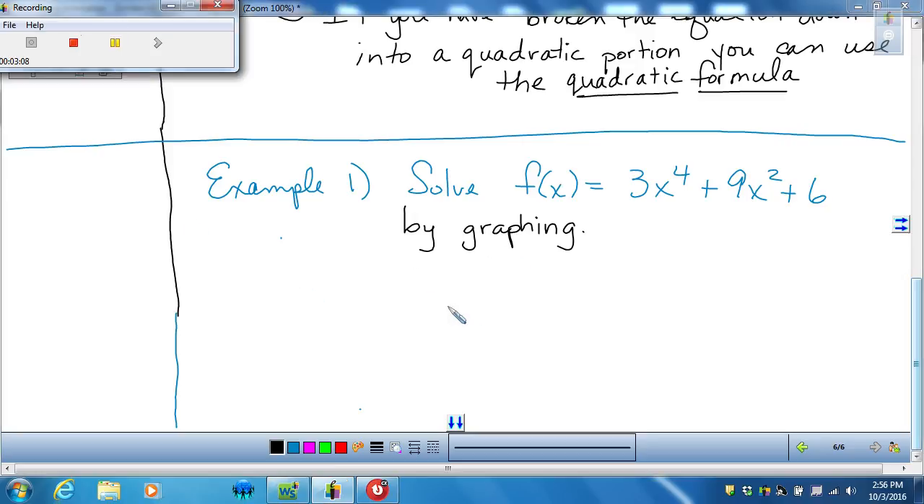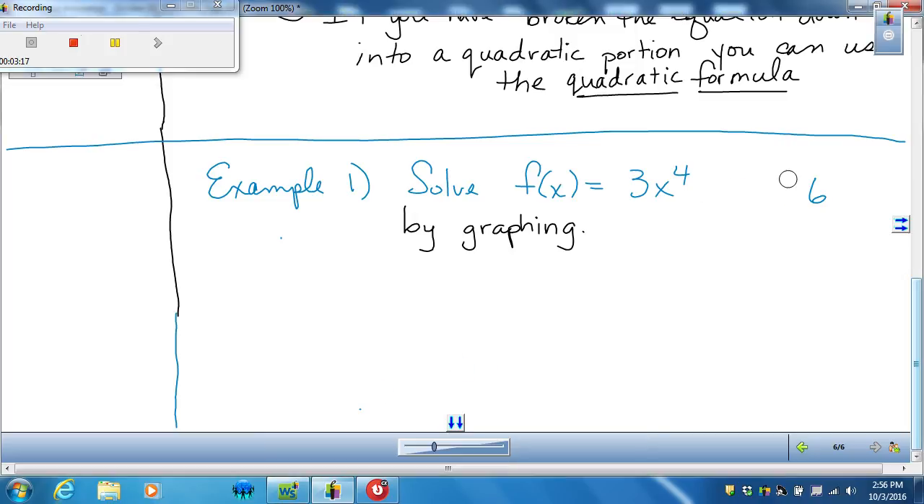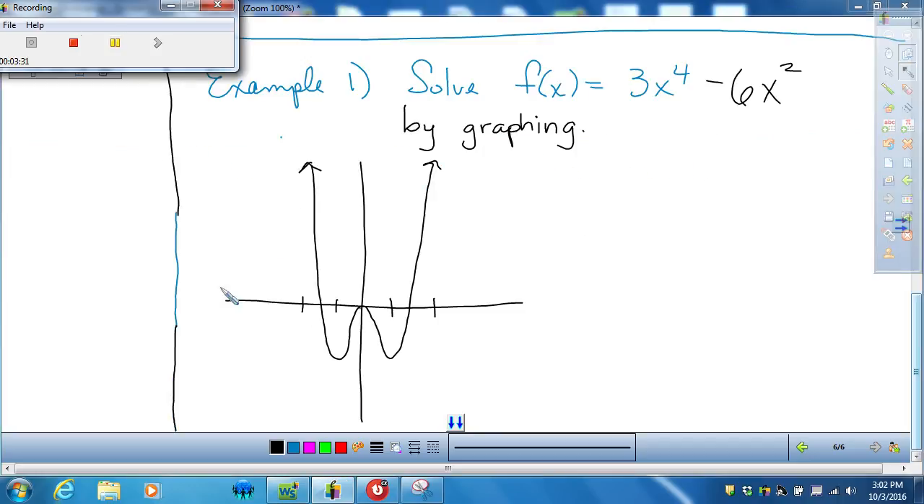I'm actually going to change this equation real quick because this one does not have a solution. So I'm going to change this to 3x to the 4th minus 6x squared, so that we can actually have a picture that will work. So I'll be right back with a picture of the graph. Okay, so here's a picture of what the graph looks like.